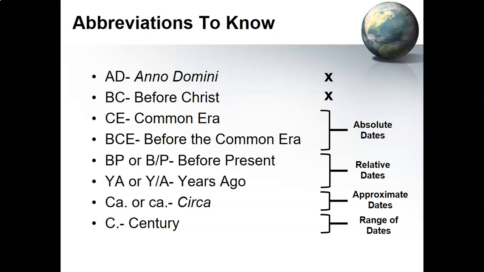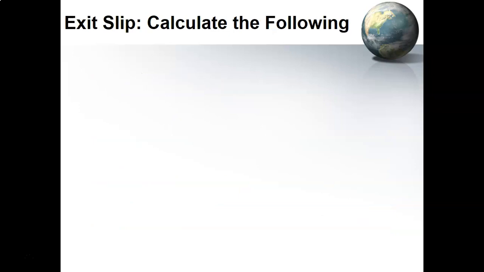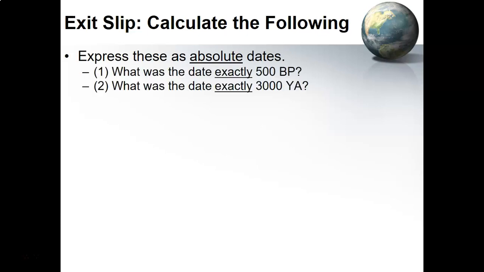Now, in class, there was an exit slip. If you were absent, you do not have to do the exit slip. However, you should be able to answer the following questions. First, convert these to absolute dates. So, what exactly was the date 500 years before present? And what was the date exactly 3,000 years ago? Now, you could use your timeline to answer this. Some people use their calculators to answer this. Don't Google it, but you should be able to answer these.